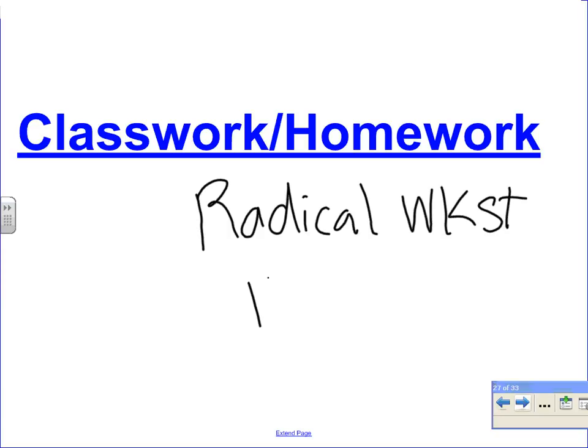I only want you to complete numbers 1 through 12. If you can do numbers 1 through 12, you will be fine on the small quiz that we're going to have tomorrow with radicals. Okay, so just 1 through 12. If you get stuck, come on up and see me or put your hand up. If you finish, I want you to come up so I can check it. I think that this will end up being homework if you don't finish in class.